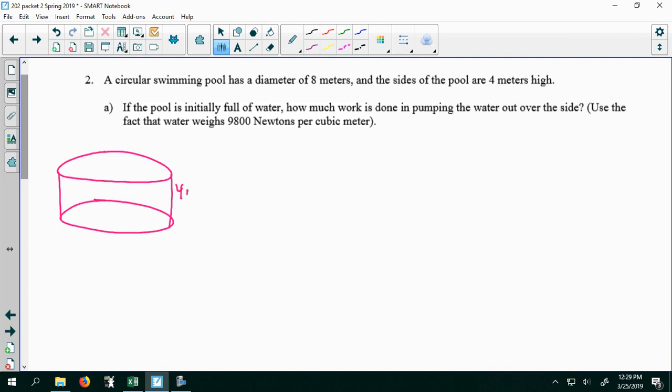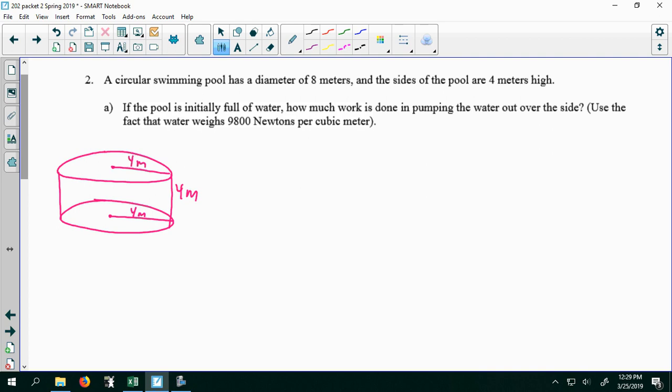It is 4 meters tall, and its radius is 4 meters. Diameter is 8, so the radius is 4 meters. And the radius is constant. It's the same at the bottom as the top. So this is a little bit simpler than the cone problem from the demo.